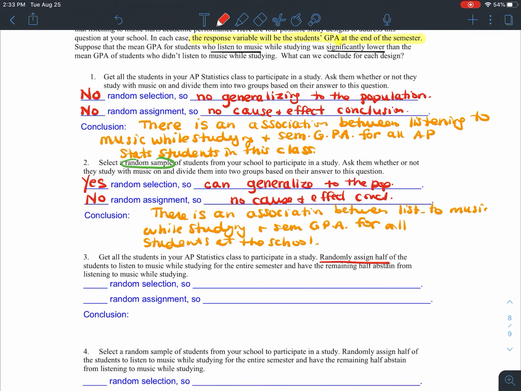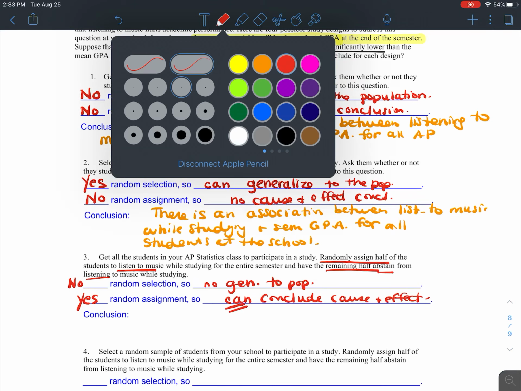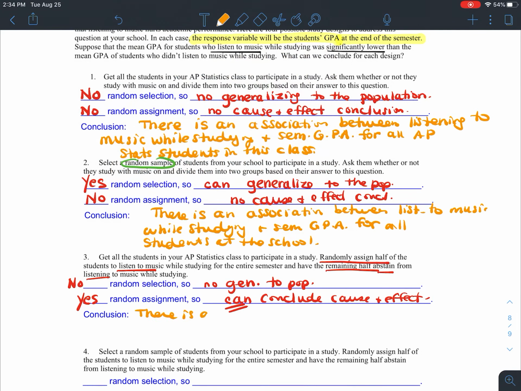What if we organized it this way? What if we said that we're going to get all the students in our AP Stats class to participate in the study, then we're going to randomly assign half of them to listen to music, so they get that treatment group, and the remaining half have to abstain from listening to music. They have to not listen to music. Well, that sure sounded like we randomly assigned them to treatment groups, but again, we're not randomly selecting them from the student body, so no generalizing to the population, but we can conclude cause and effect.